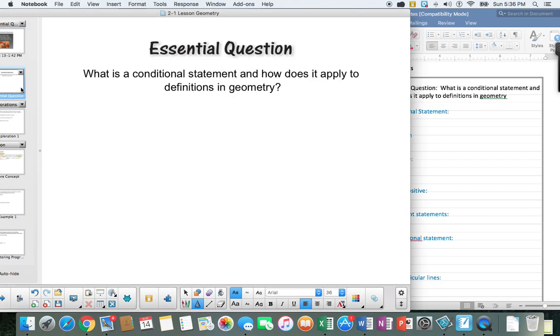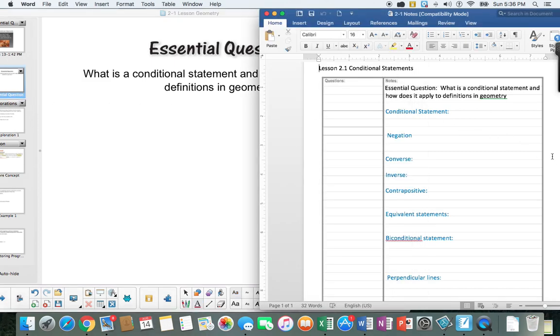The essential question: what is a conditional statement and how does it apply to definitions in geometry? Let's take a minute to set up your notes. There should be a heading, an essential question, and you can see there are a number of vocabulary words. I've left spaces for the description and even an example if you need it.